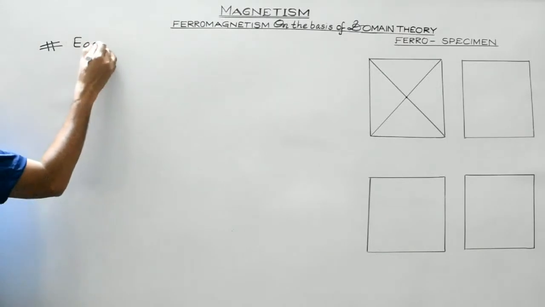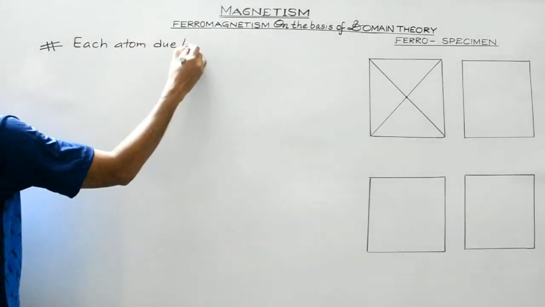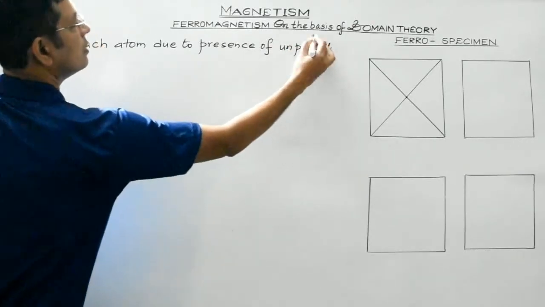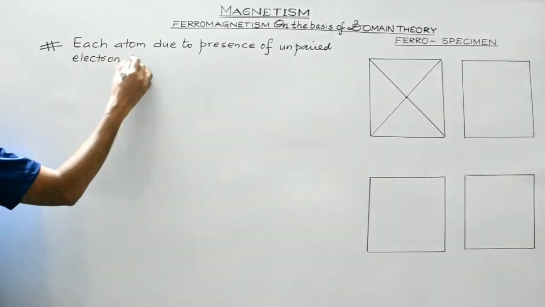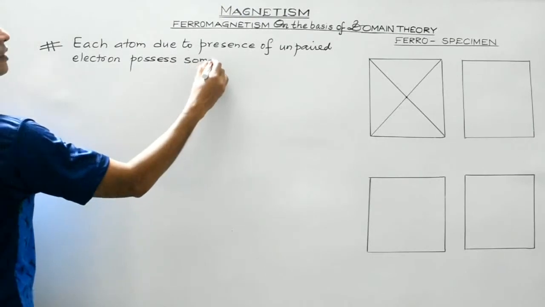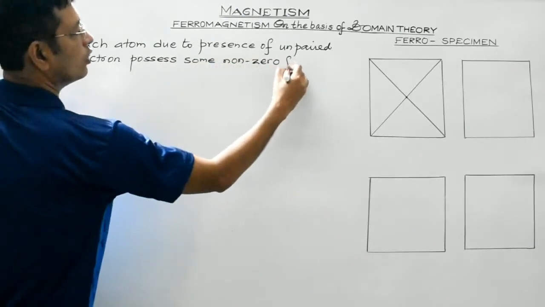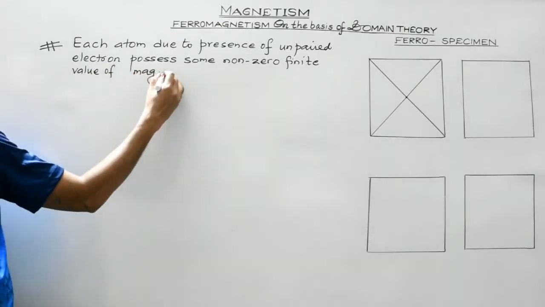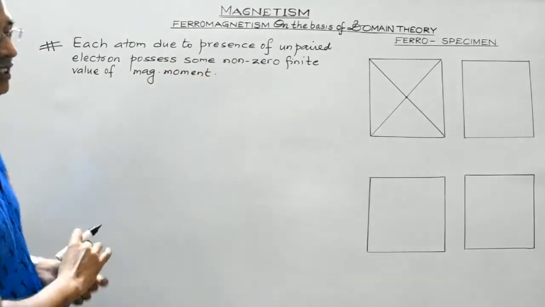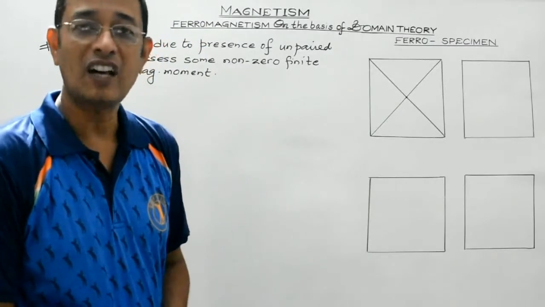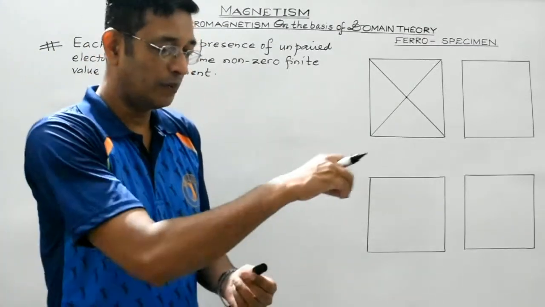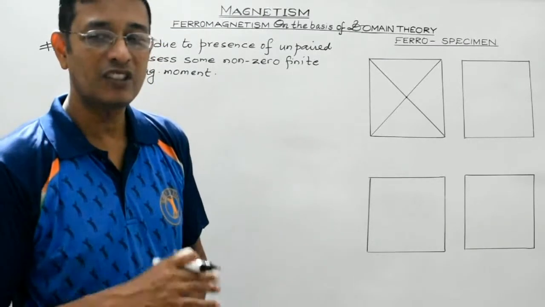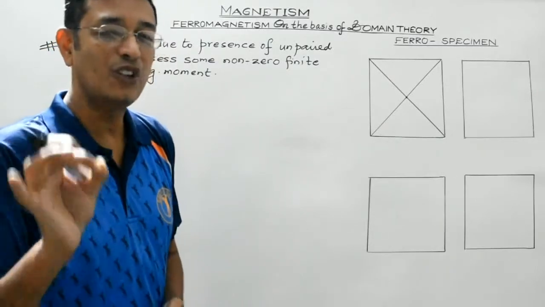So each atom, due to the presence of an unpaired electron, possesses some non-zero finite value of magnetic moment. It's the same as was the case of a paramagnetic substance, right? Every atom of a ferromagnetic substance possesses an unpaired electron, and we know that due to the orbital motion of an electron around the nucleus, the atom possesses magnetic moment, and due to the unpaired electron, it won't get cancelled out. Therefore, every atom possesses some net non-zero value of the magnetic moment, right?